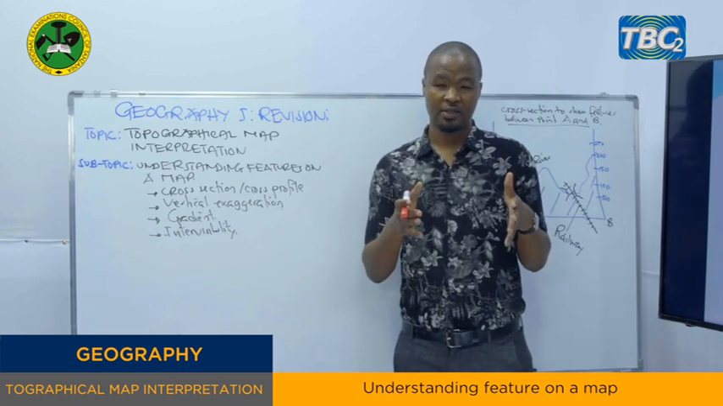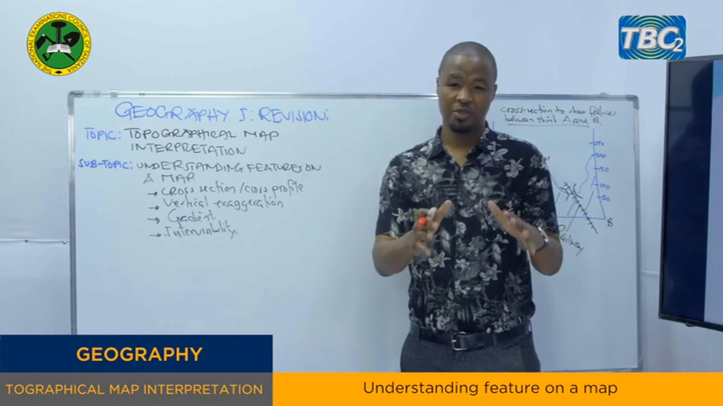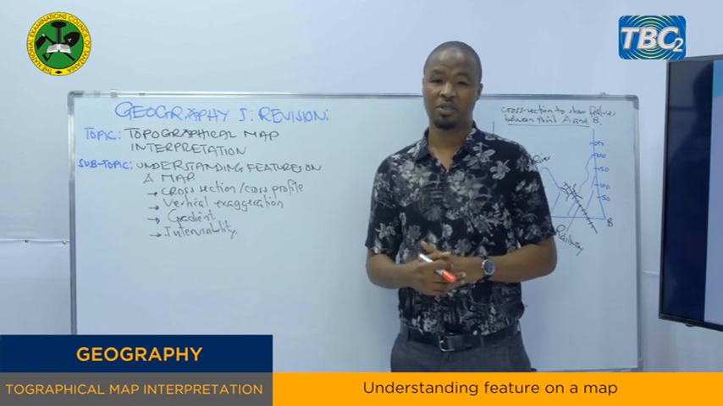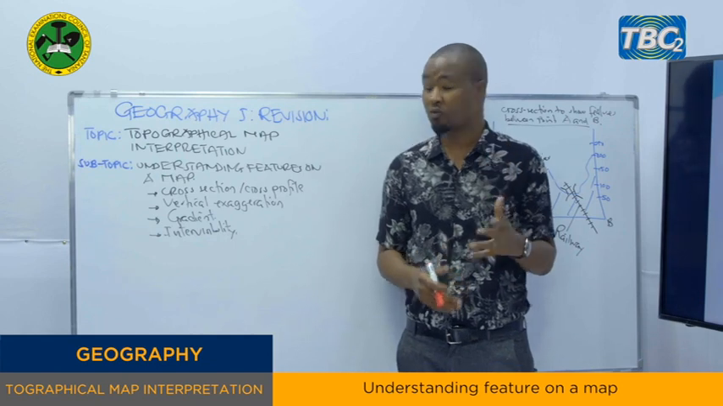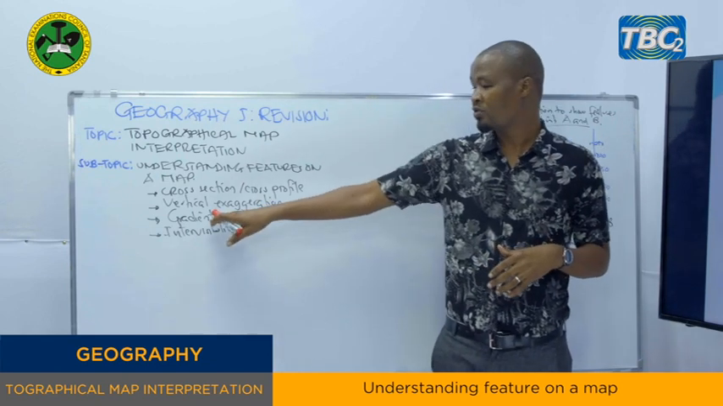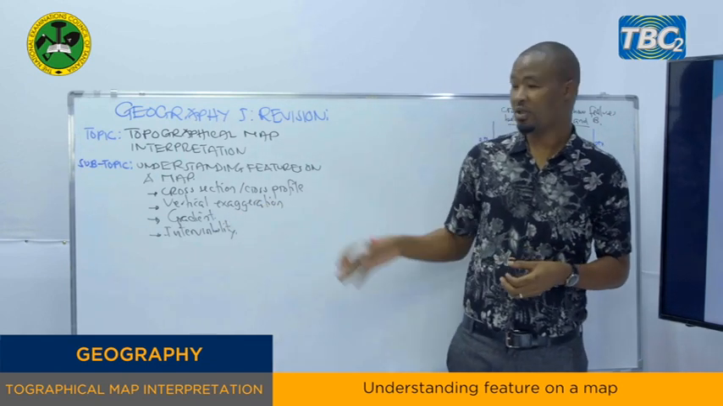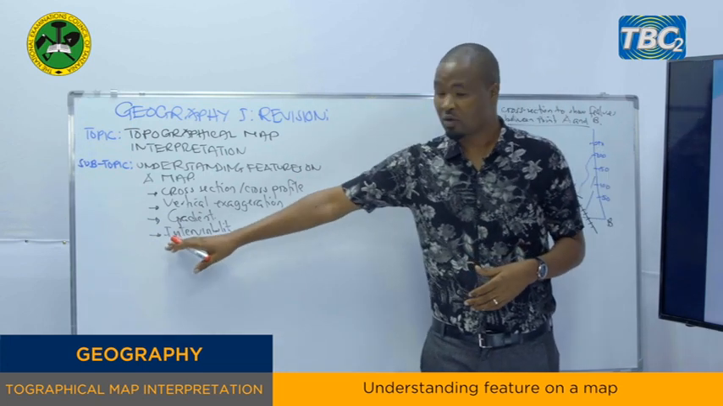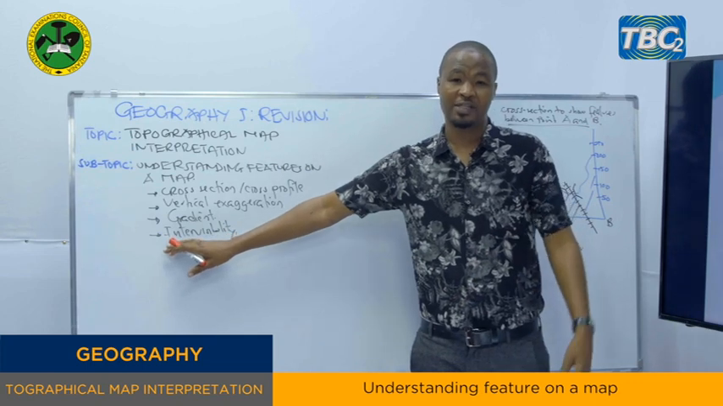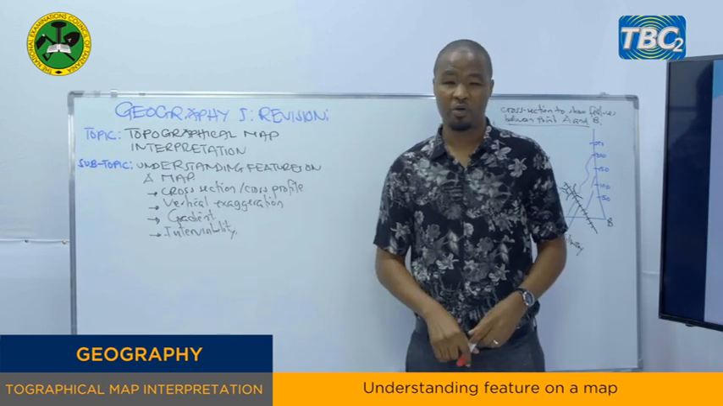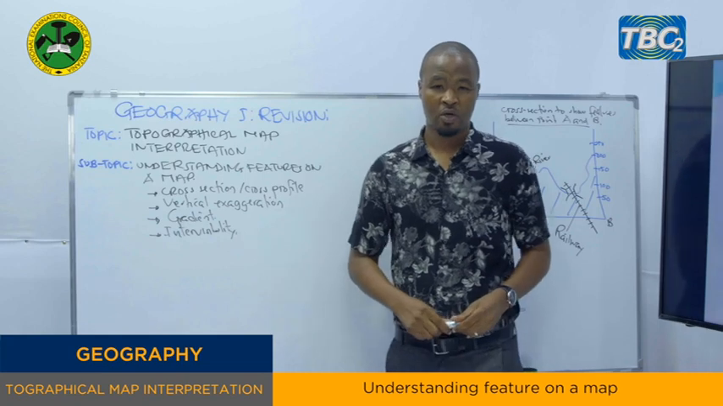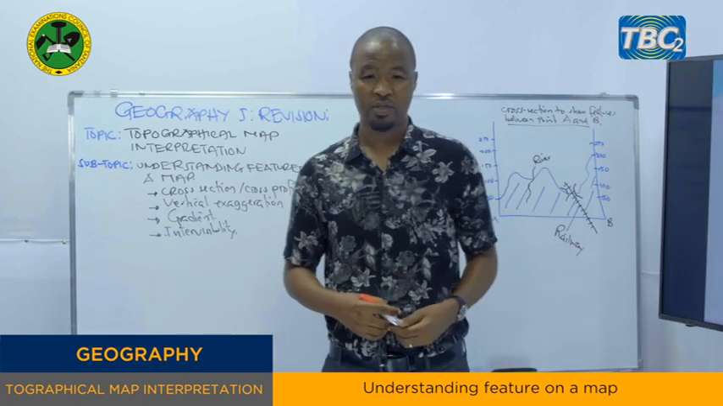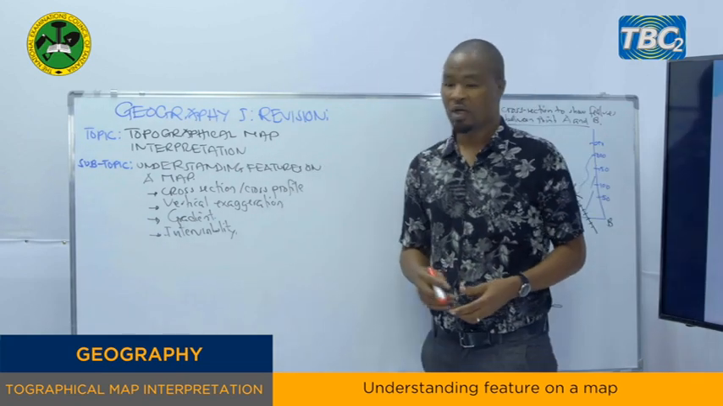After understanding the different procedures or steps on how to draw the cross-section or the cross-profile, you will see how to calculate the vertical exaggeration as well as how to find the gradient between two points on the map. Lastly, we will check how to identify the intervisibility between two points on a given map. Okay, so let's see what a cross-section or cross-profile is.